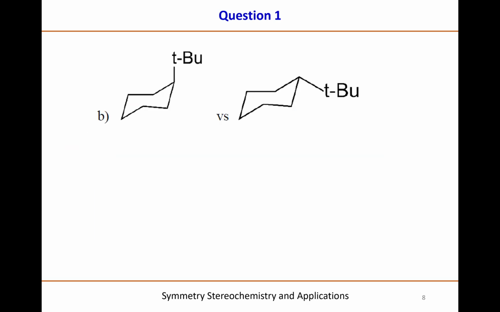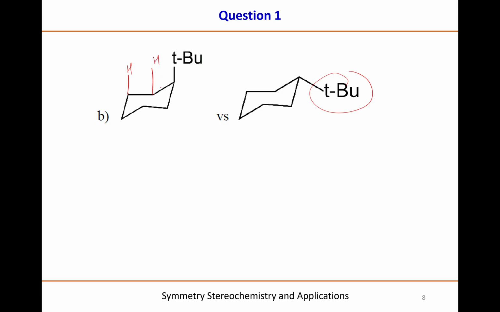Here we have tertiary butyl group on axial position and equatorial position. So as you know, tertiary butyl group is a bulkier group, correct, and all the hydrogens are here. So if no other substituent is present on cyclohexane, always keep the tertiary butyl group on equatorial position, because on equatorial position there is an absence of 1,3 diaxial interaction.